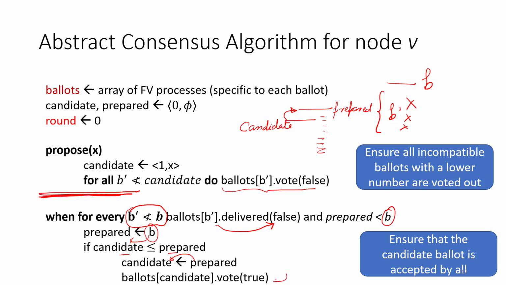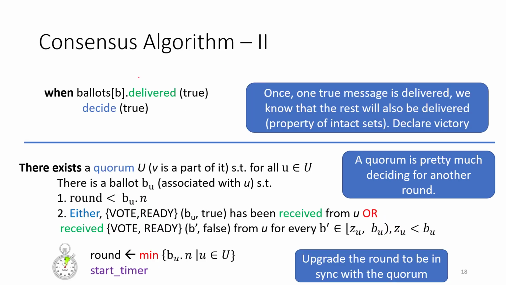So what does this mean? So what this basically means is that once I am sure that all lower and incompatible ballots are all invalidated, then I try to convince everybody that look, here is a candidate and you vote true for it, right? So this kind of begins the second phase. So when all the ballots have delivered a true, in the sense all of them agree on the candidate, we decide that it is true and this finishes the consensus, right? So this means consensus has been achieved.